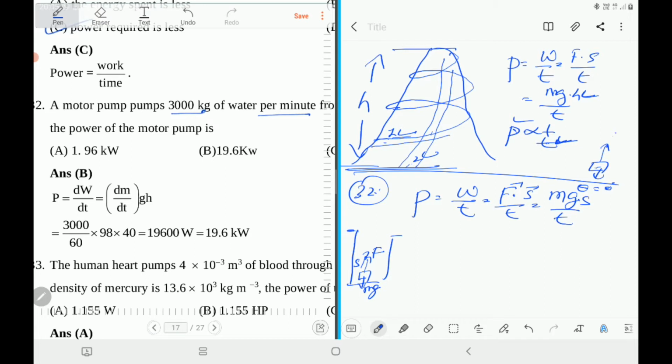That's it. Now, what is the time involved here? Time is 1 minute. So, what is power? 300 kg of water is lifted in 1 minute. So, 300, 1 minute interval let's take.